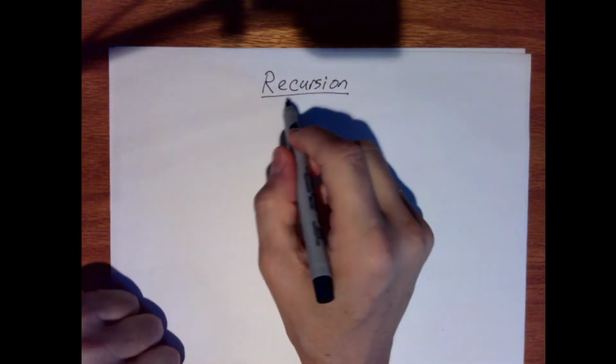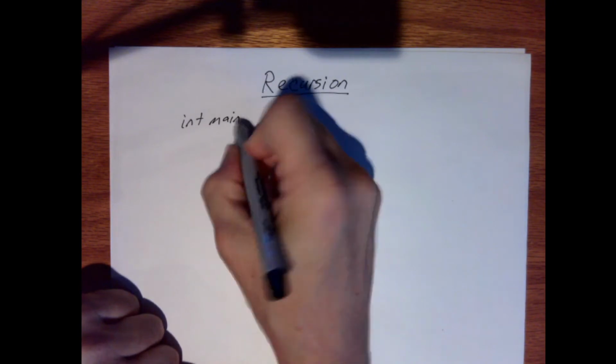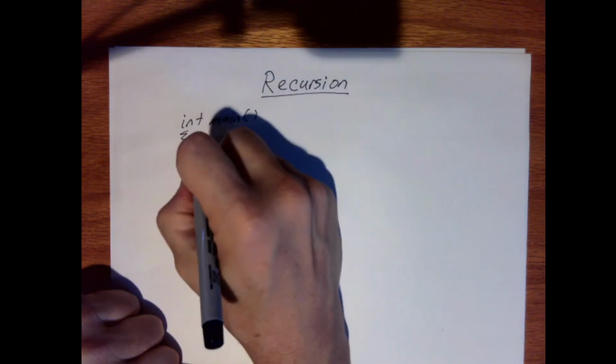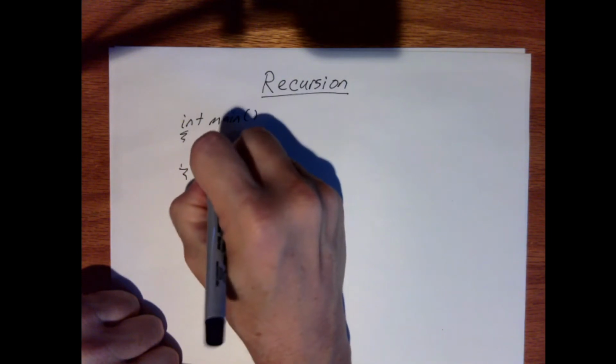Now I'm going to discuss the topic of recursion. So first, what is recursion? Recursion is when a function calls itself. So let's say I have this, int main, we'd have void in here really, f, let's say give it 5.